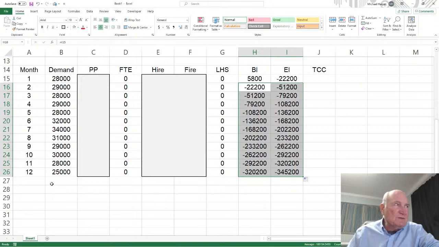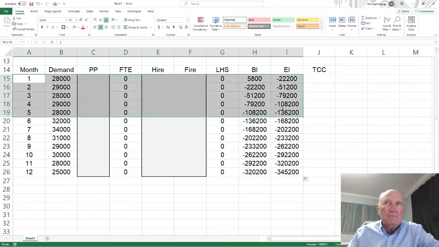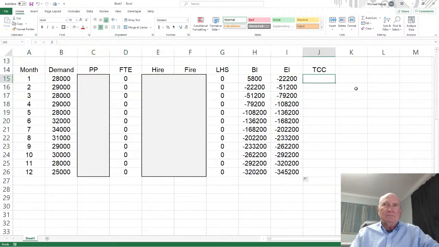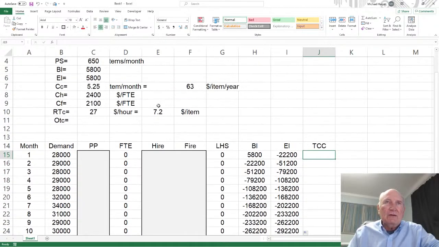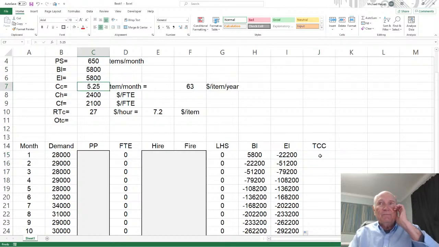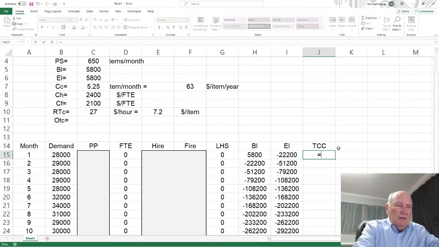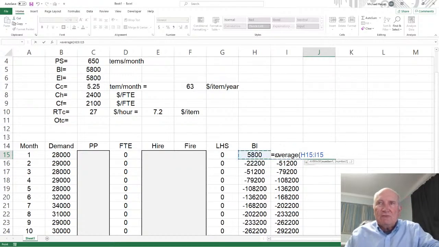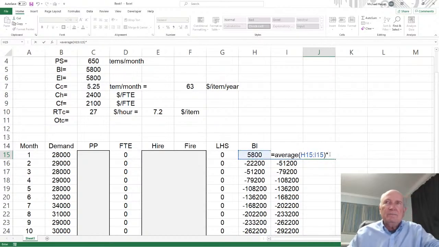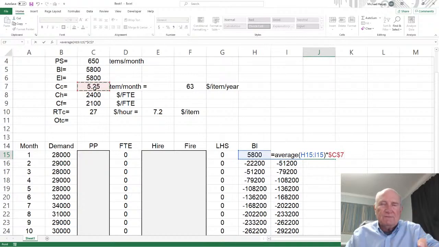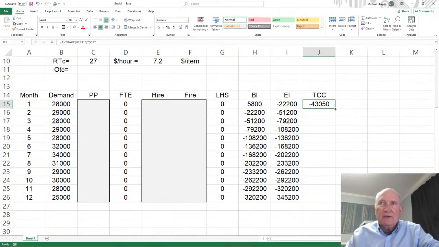Now, this is the initial setup. Let me go ahead and box this in. Oh, my total carrying cost. Don't have that yet. Okay, well, I know that my carrying cost per month is, where'd it go? Here it is, $525. So I know that. So my total carrying cost per month will equal the average inventory for that month, which is the average between those two values right there, times my carrying cost per month, which is $525, F4 to fix. And so right there is my total carrying cost for each month.